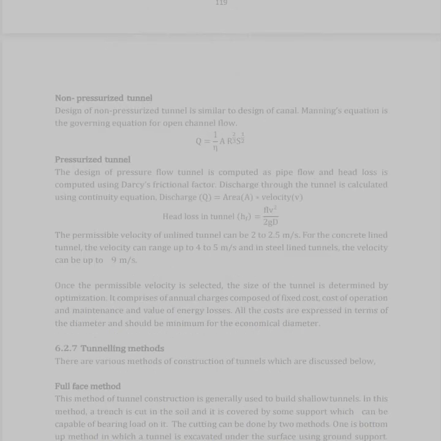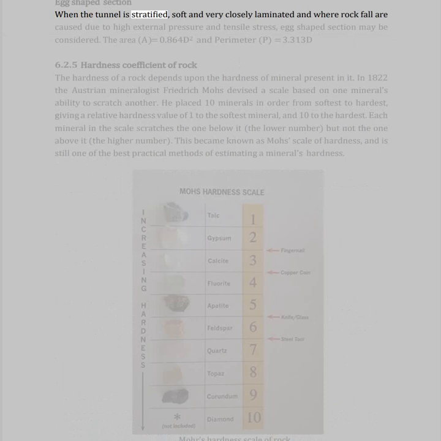Egg-shaped section. When the tunnel is stratified, soft and very closely laminated, and where rockfalls are caused due to high external pressure and tensile stress, egg-shaped section may be considered. The area, A, equals 0.864 d squared and perimeter, P, equals 3.313 d.